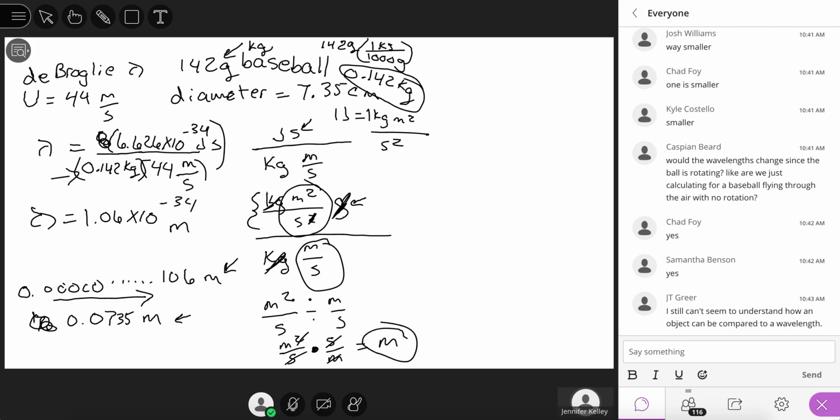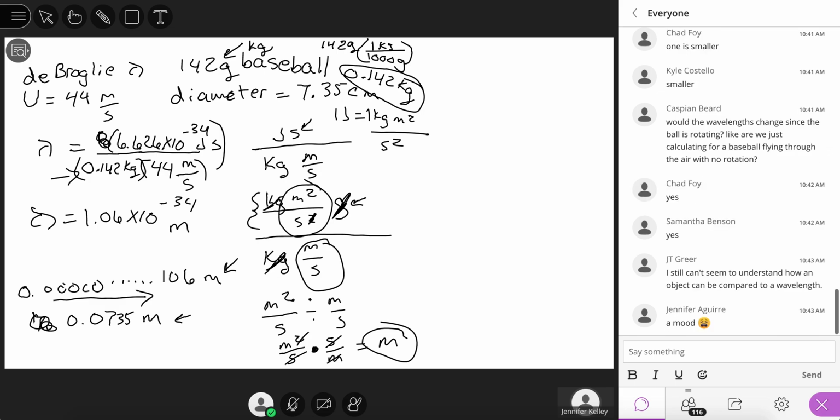D for like. Still can't seem to understand how an object can be compared to wavelength. Me neither. It works mathematically. What they're doing with this math is they're saying, well, it fits for an electron very well and shows why an electron would behave like a wave in that narrow slit experiment. But if it works for an electron, why wouldn't it work for a person? And then people that have seen people are like, that guy's not a wave, he's a person.